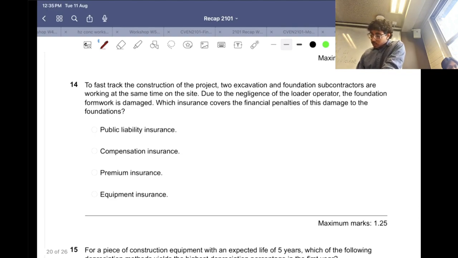To fast track the construction of the project, 2 excavation and foundation subcontractors are working at the same time on the site. Due to the negligence of the loader operator, the foundation's formwork is damaged. Which insurance covers the financial penalties of the damage to the foundations?